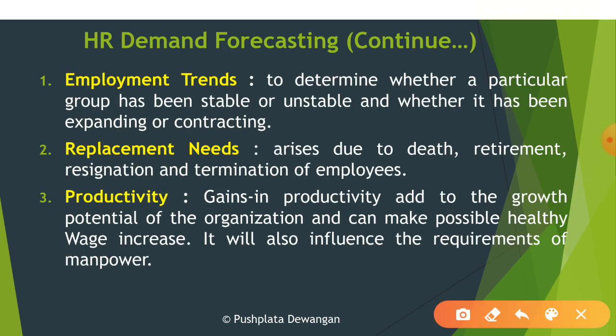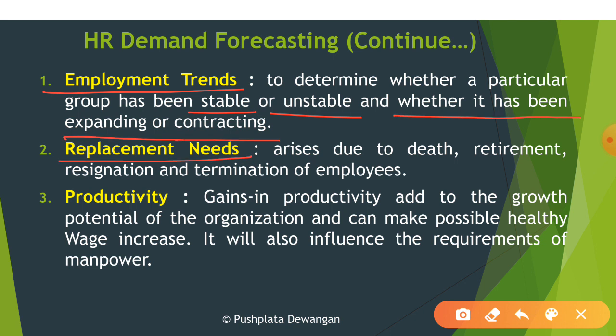The first method is employment trend. Employment trend is basically a technique used to determine whether a particular group of employees, either top level executives, middle level managers, supervisors, or lower level laborers, are stable or unstable, or whether the group has been expanding or contracting.